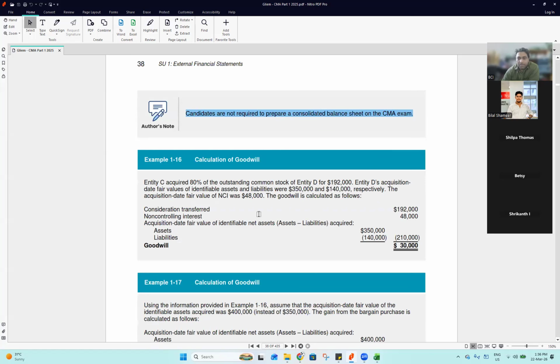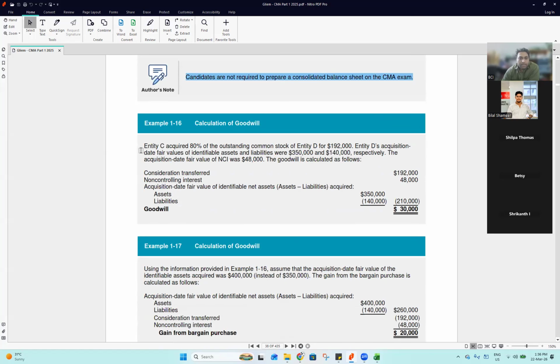Now, there's an example here. Entity C acquired 80% of the outstanding common stock of entity D for 192,000. Entity D's acquisition date fair value of the individual assets and liabilities were 350,000 and 140,000 respectively. The acquisition date non-controlling interest was 48,000. The goodwill is calculated as follows. How will we calculate the goodwill?